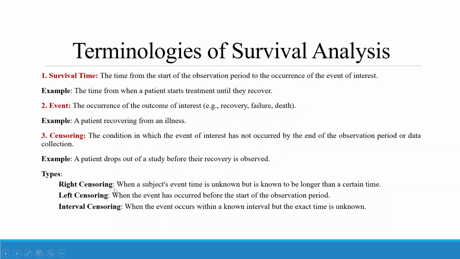Right censoring is when a subject's event time is unknown but is known to be longer than a certain time. Left censoring is when the event has occurred before the start of the observation period. Interval censoring is when the event occurs within a known interval but the exact time is unknown. I'll explain all these concepts in the next slide.